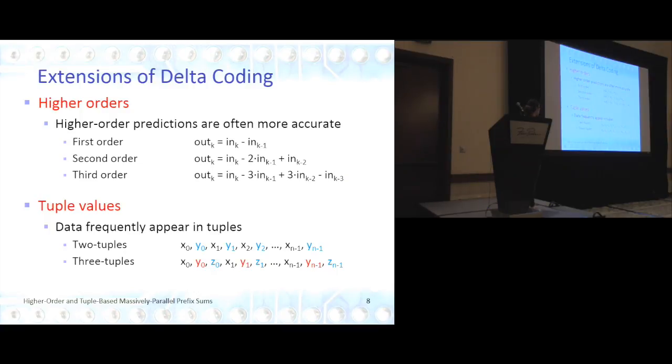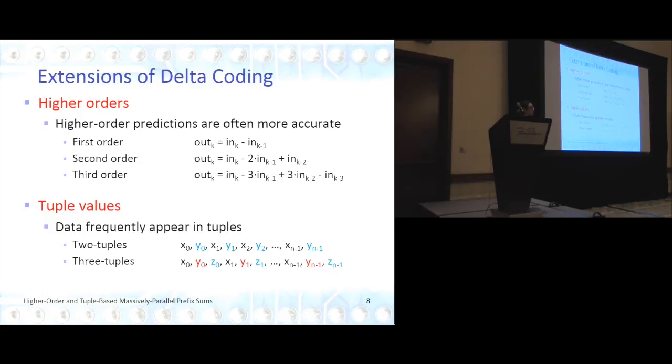Another thing is that the data we want to compress usually appears in tuples. That means we might have x's and y's and z's. And it's important that when we are computing the difference sequence, or the higher order, we compute the difference sequence between all the x's. We don't want to compute the difference sequence between x and y.